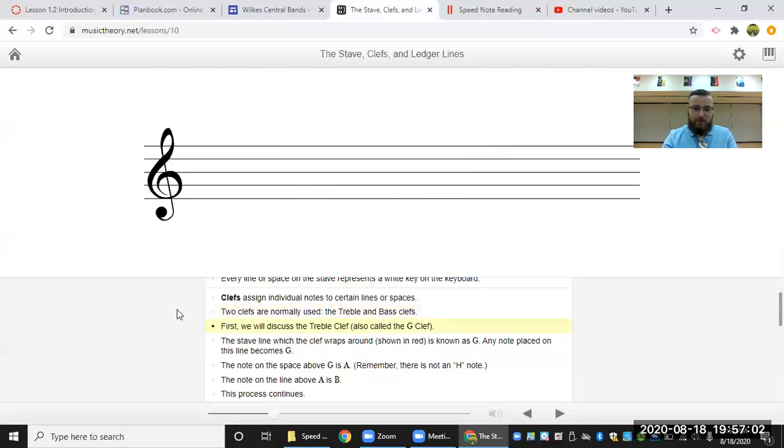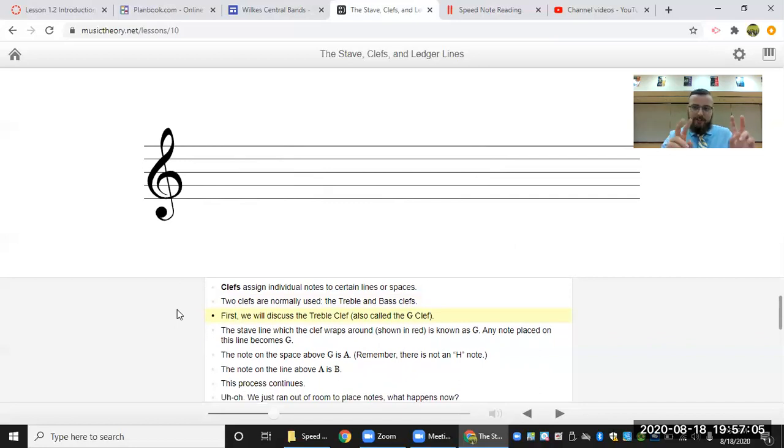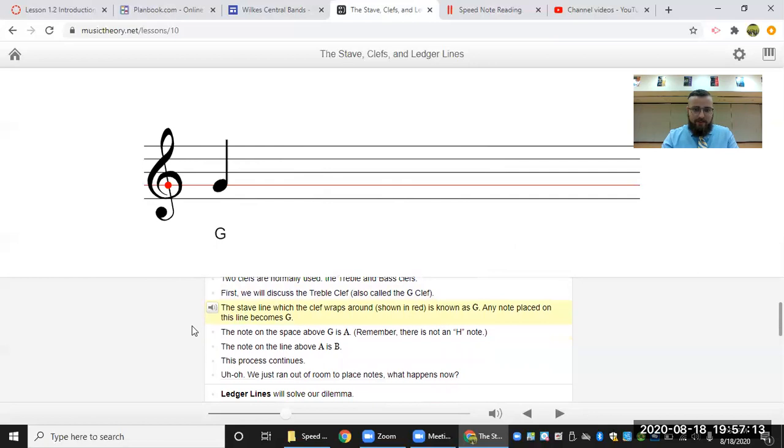First, we will discuss the treble clef, also called the G clef, because it kind of looks like a G, and it tells you where G is, okay? The staff line which the clef wraps around, shown in red there, is known as G. Any note placed on this line becomes G, and if I click this button here, it's going to play a G for you. Ta-da. And that's G.